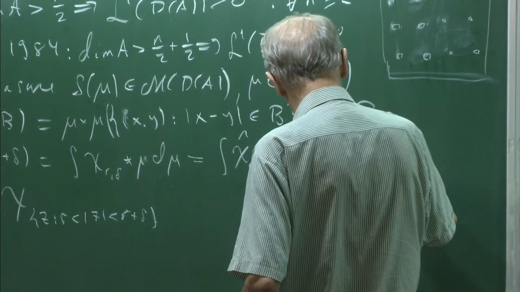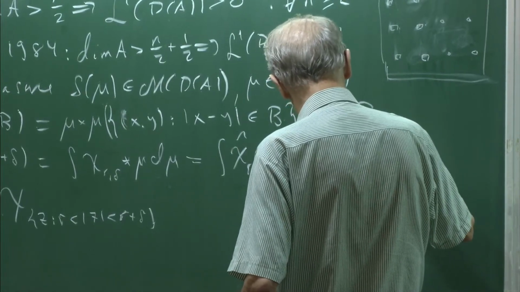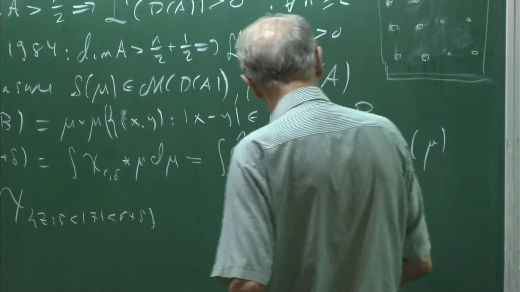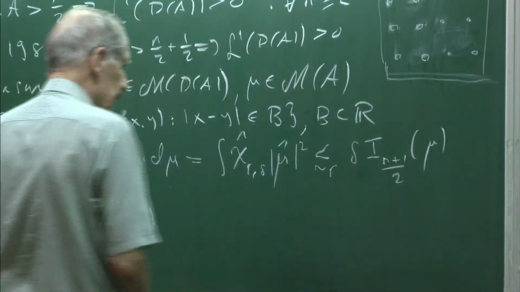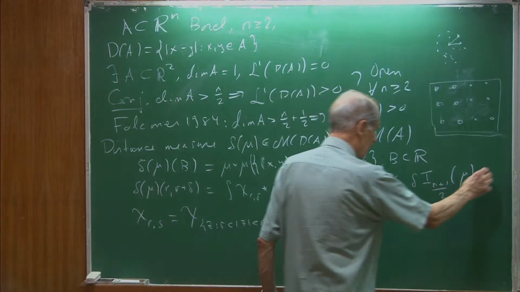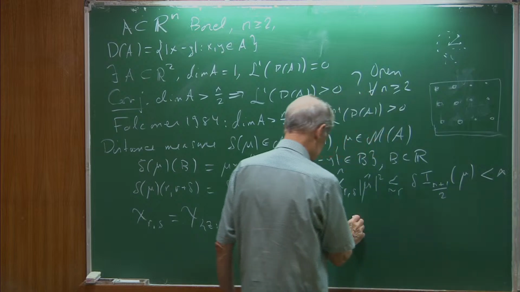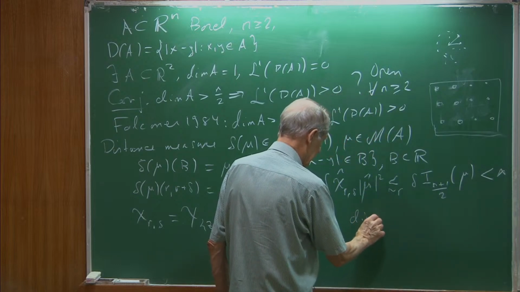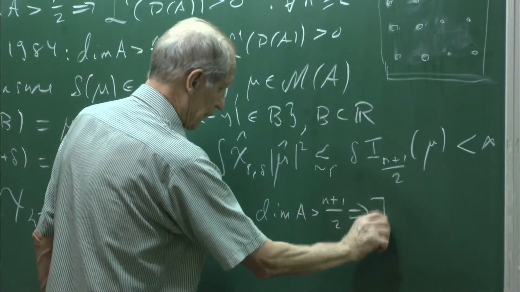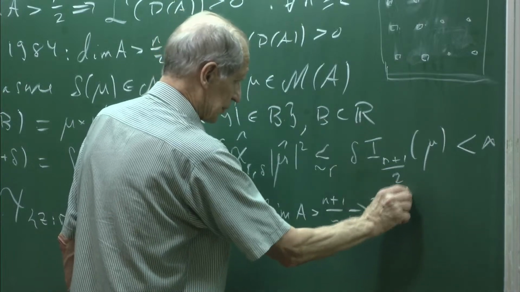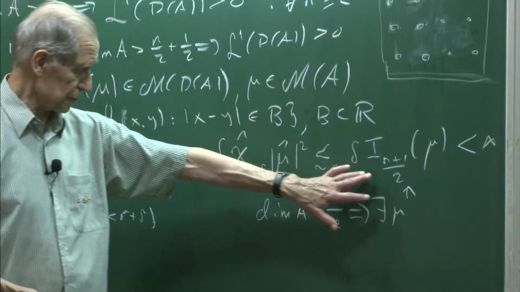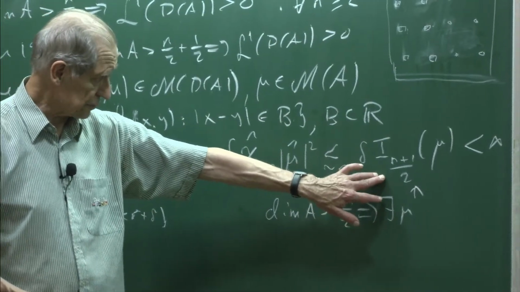So delta, and then what you get is the energy of mu, and this you can take finite. Because, as yesterday, the dimension of A is bigger than n plus 1 over 2, there is such a measure so that this holds. So when I start with such sets, I put there a measure for which this energy is finite.